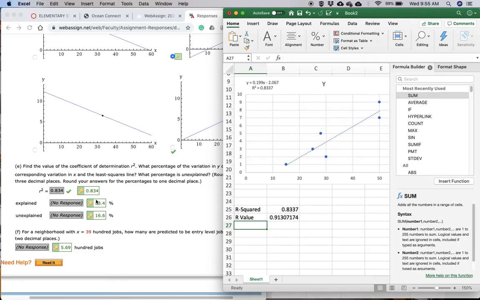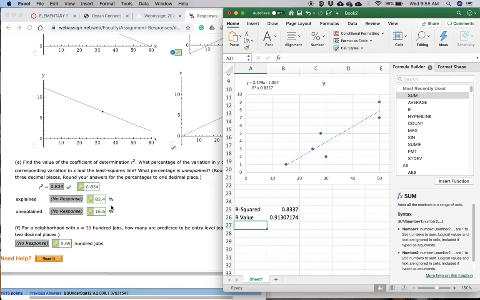All right. So in a nutshell, the explained value is you're taking the R squared value, changing it into a percentage. I don't know why I have parentheses on my mind. And then the unexplained value is taking 100% minus the explained value. Okay. Now, the last bit.